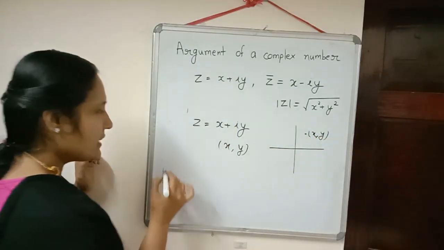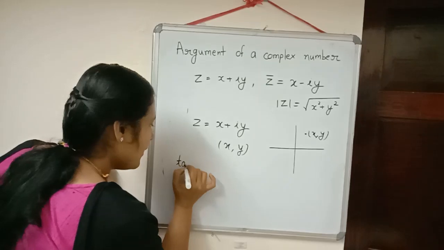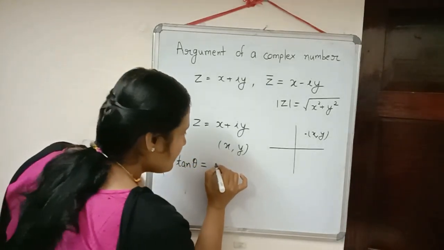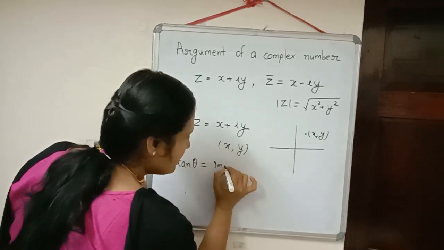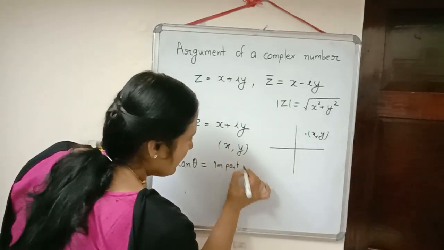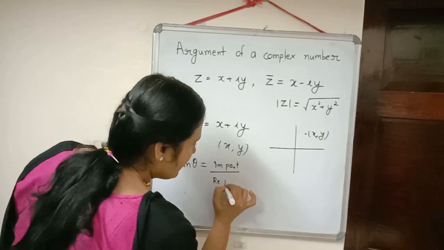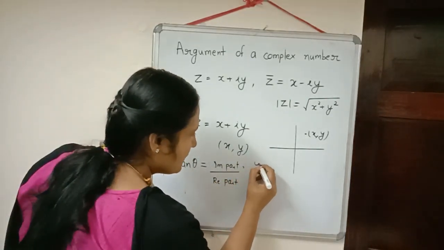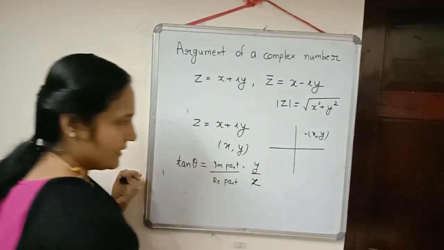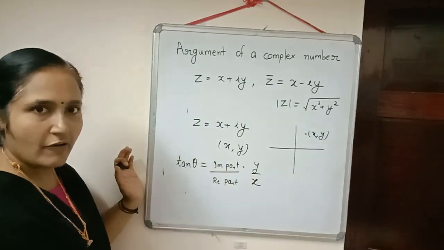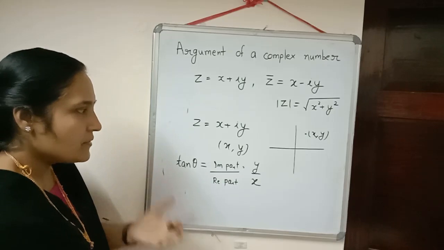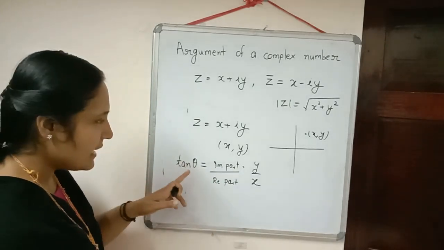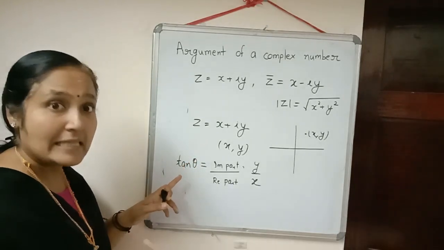After that, what will we calculate? We will calculate the value of tan theta, and the formula for tan theta is equal to imaginary part by real part. So it will be equal to y by x. We will calculate the value of y by x. Sometimes it can come 1 or root 3, any value it will take. And then we will find the value of theta.